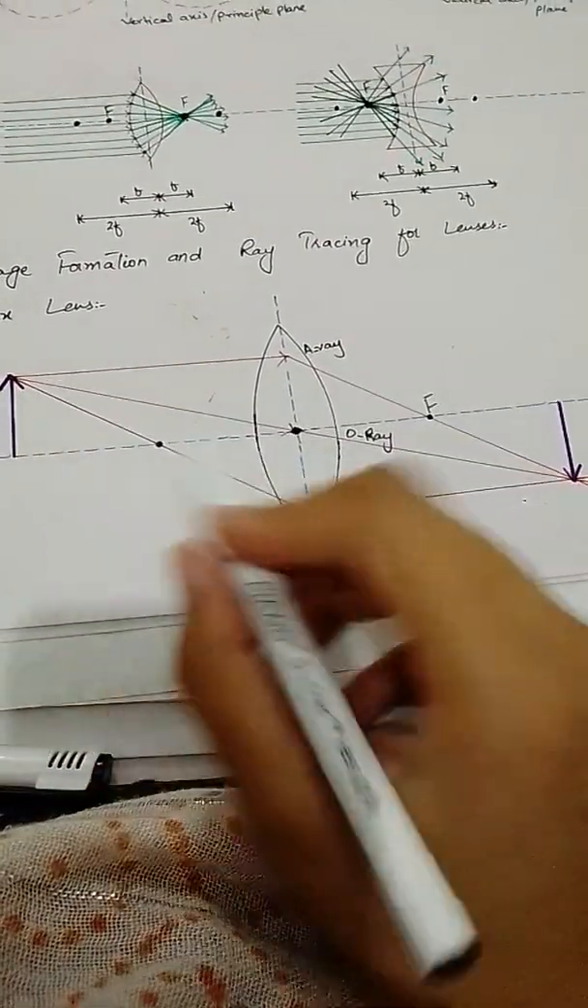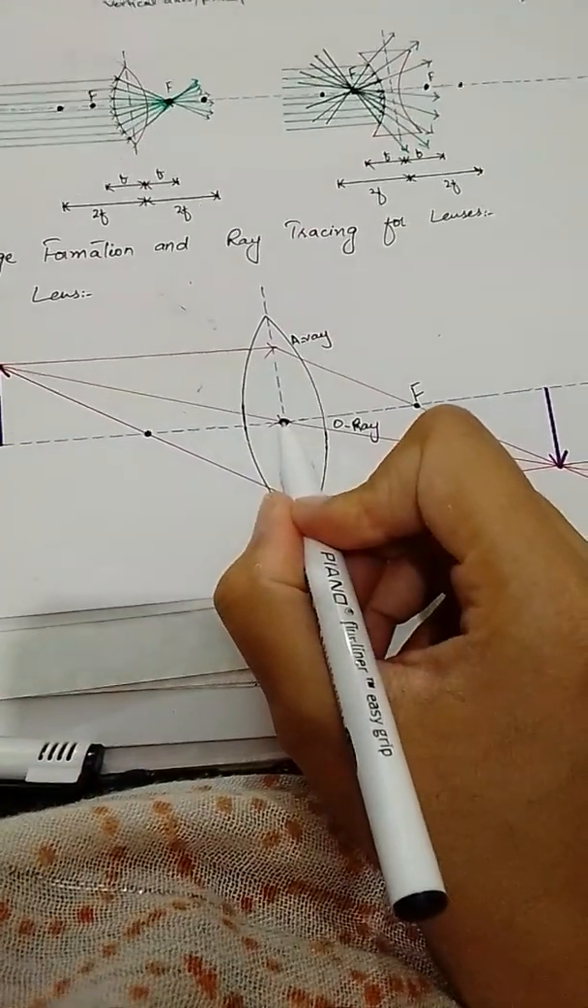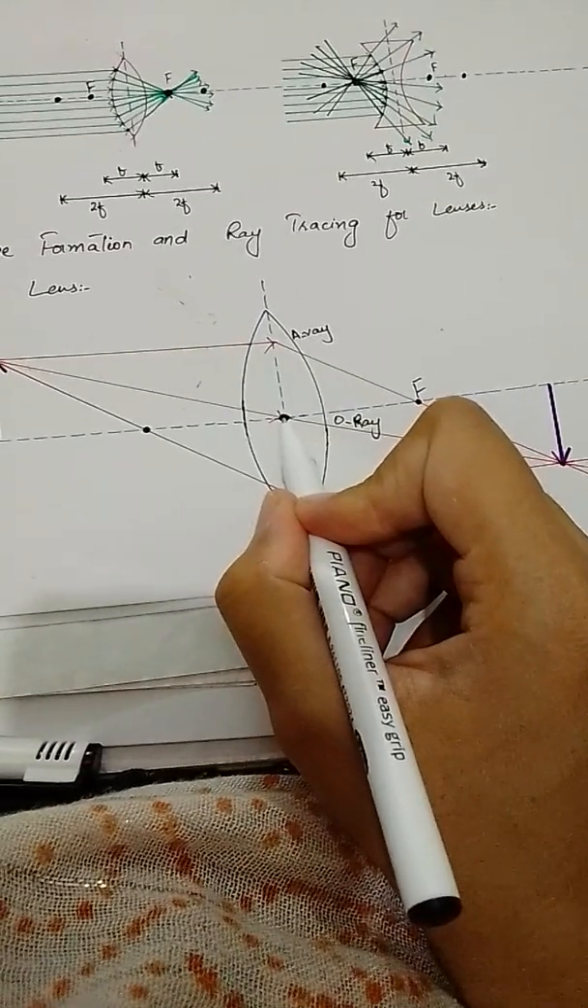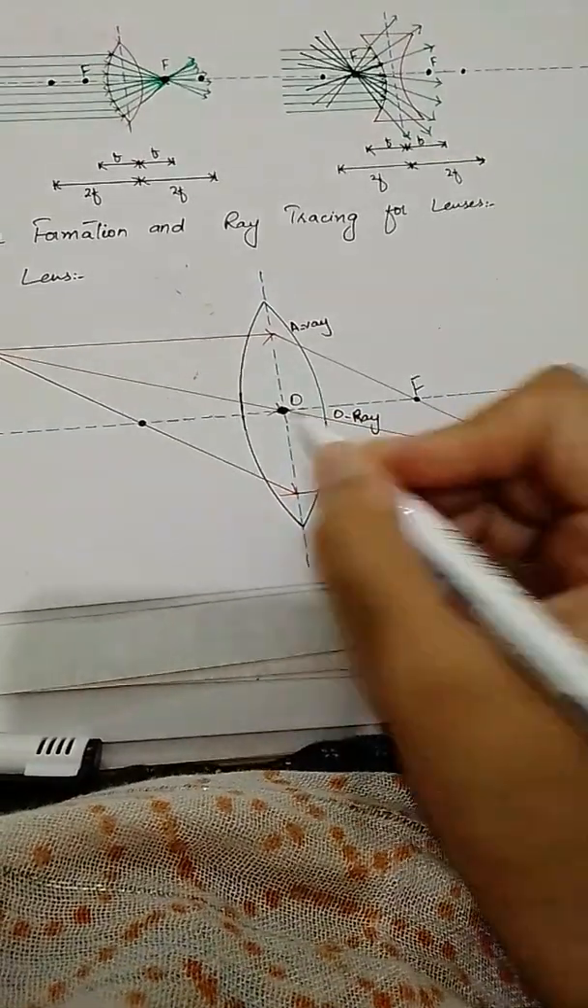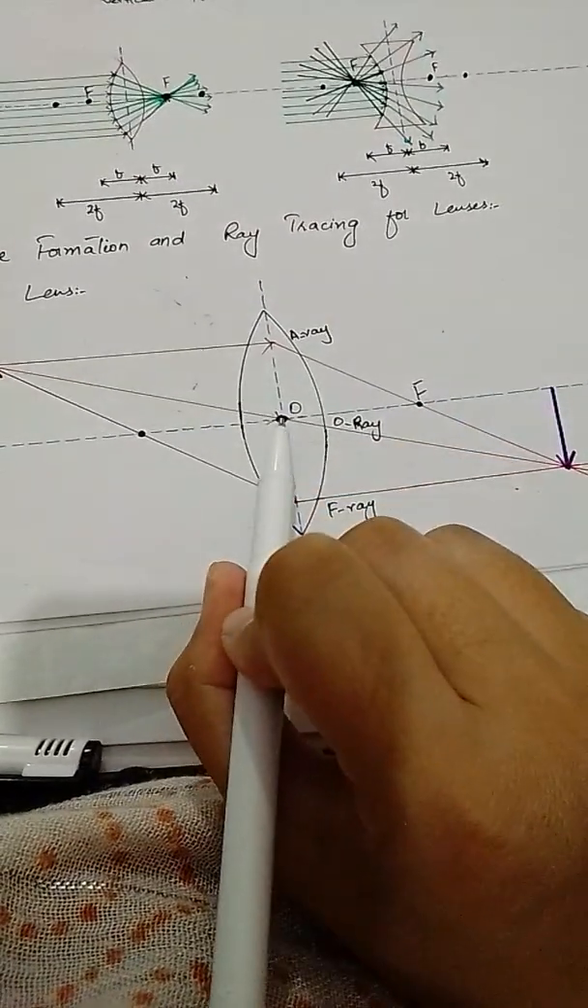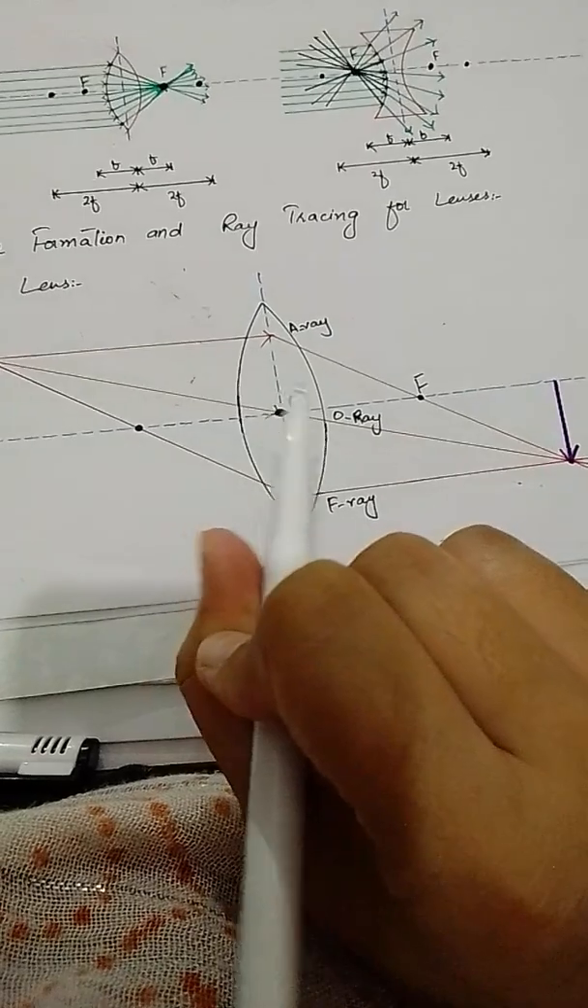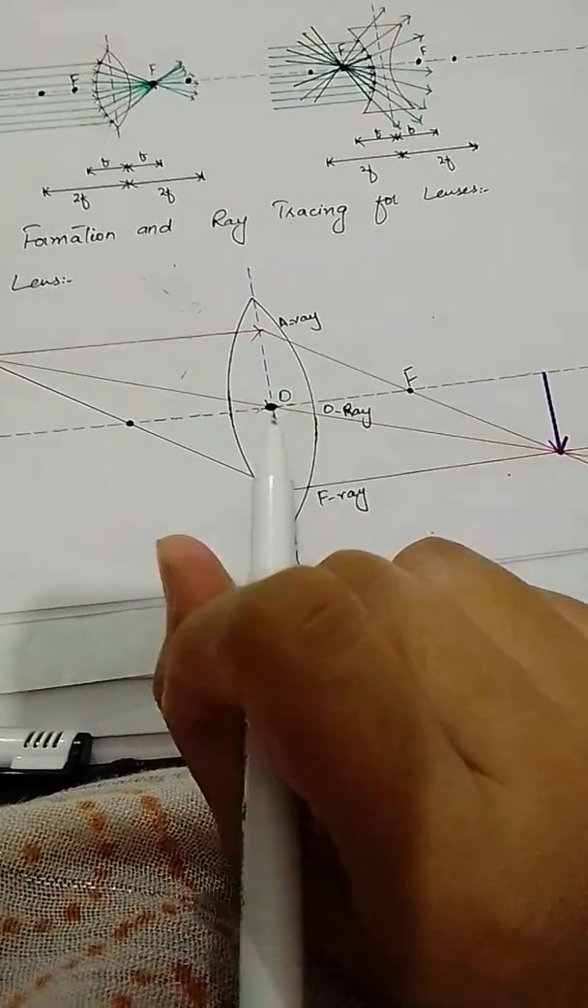The second ray, the O ray, passes through the central point. Previously we used to call it P, now we're going to call it O. So that's why it's called O ray. It would pass through the O and it would be traced further, and there won't be any refraction over here.